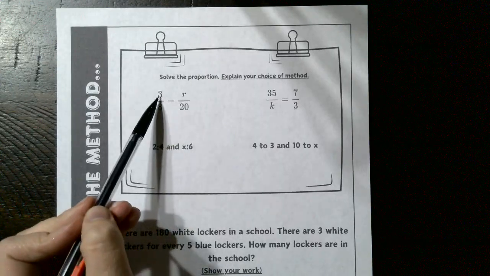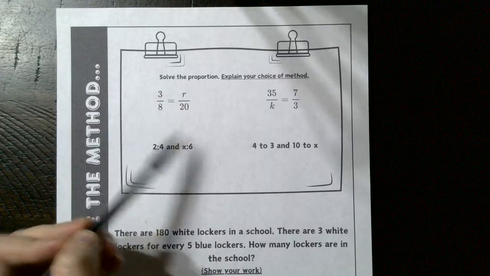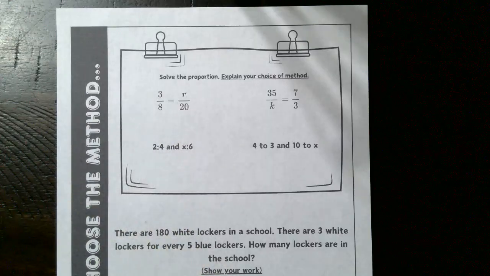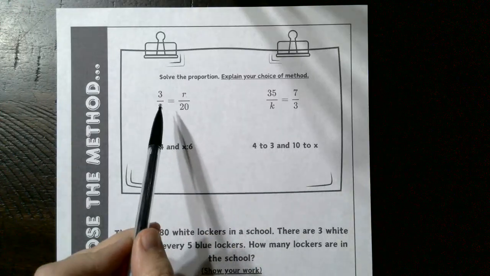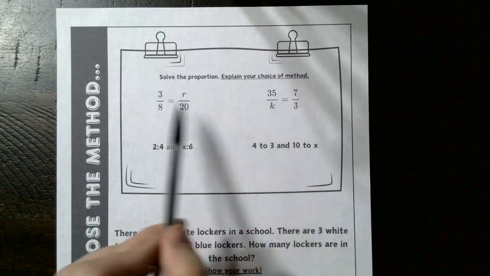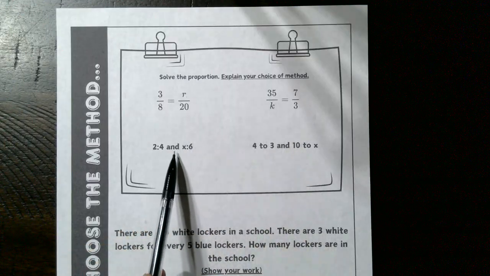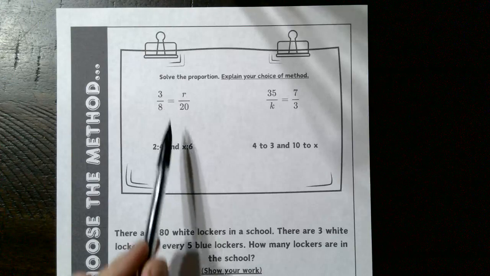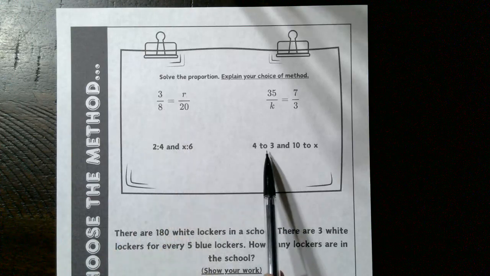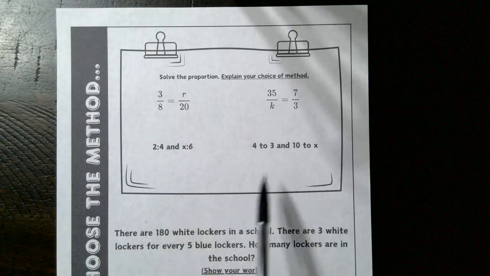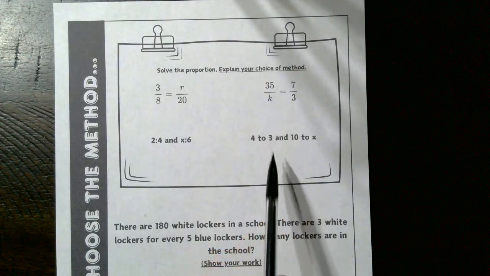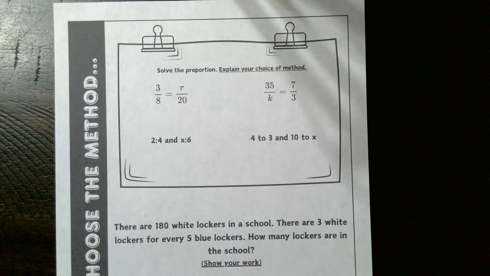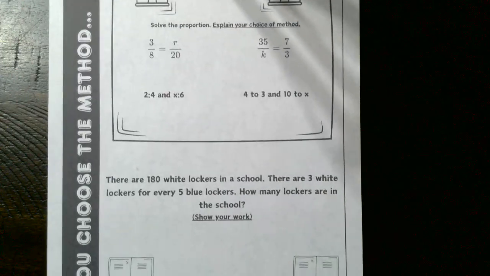You can choose cross products, you can choose the multiplication method, you can choose to use the inverse, you can choose to do mental math, but you're going to tell me what the answer is and why you chose the method that you chose. Okay, so I wrote these already as proportions. This one I wrote as a ratio, and you're going to have to write it as a proportion and then solve. This one I also wrote in the form of a ratio, 4 to 3 and 10 to x, and you're going to have to write it as a proportion, then solve it. Don't forget to tell me why you chose the method that you chose.